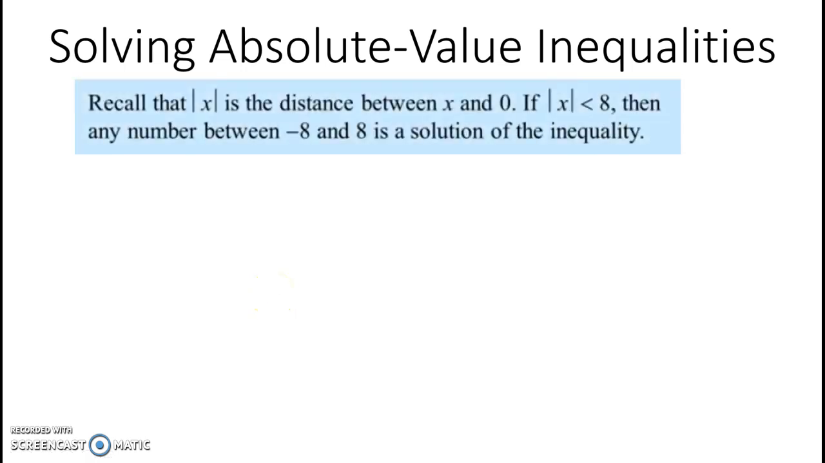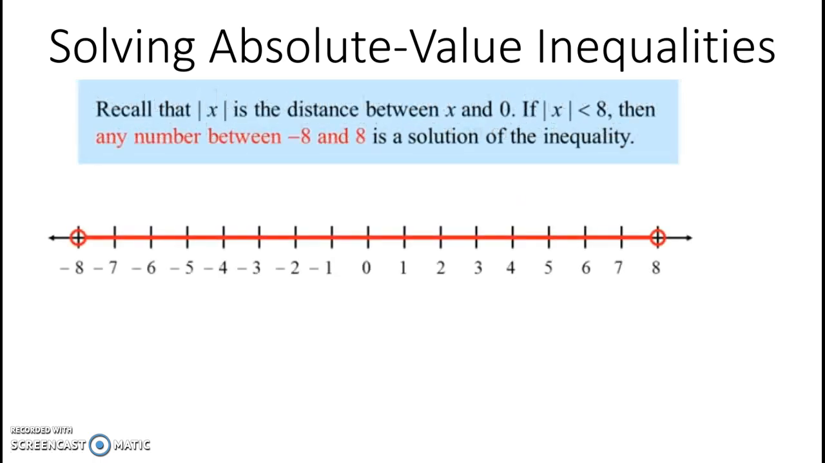Recall that when you first looked at the absolute value of x, it is the distance between x and 0. So if the absolute value of x is less than 8, then any number between negative 8 and positive 8 is a solution of the inequality. Because again, remember, the absolute value can be the negative side or the positive side. So you have to look at both sides of that inequality.